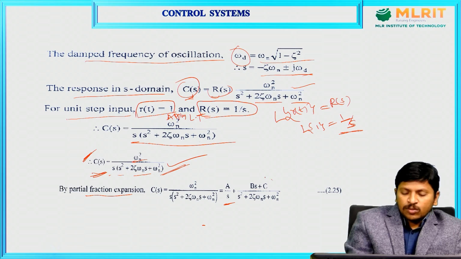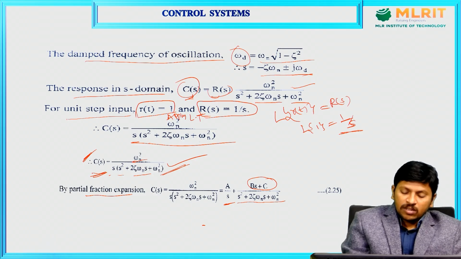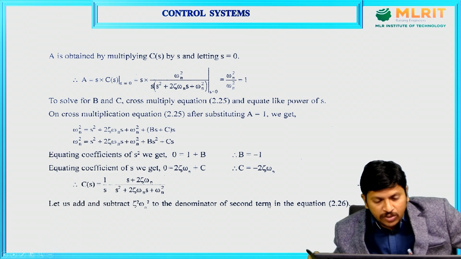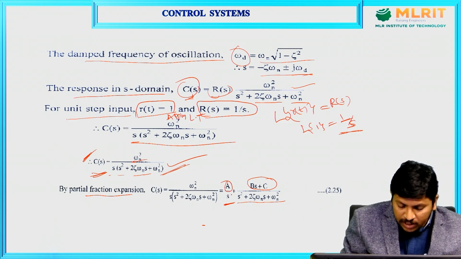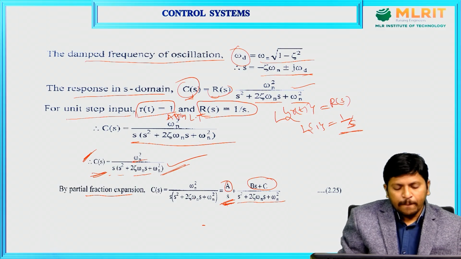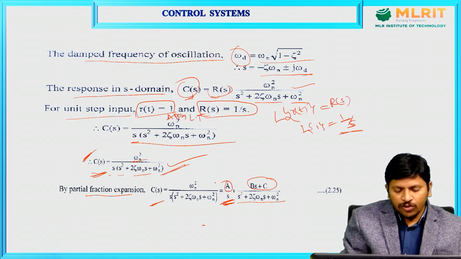So here, (bs + c) divided by (s² + 2ζωn s + ωn²), because of the quadratic term. Observe, by partial fractions we are now going to calculate the values of A and B. A is obtained by multiplying C(s) by s and letting s equal 0, substituting in this equation. Now you are going to get A.